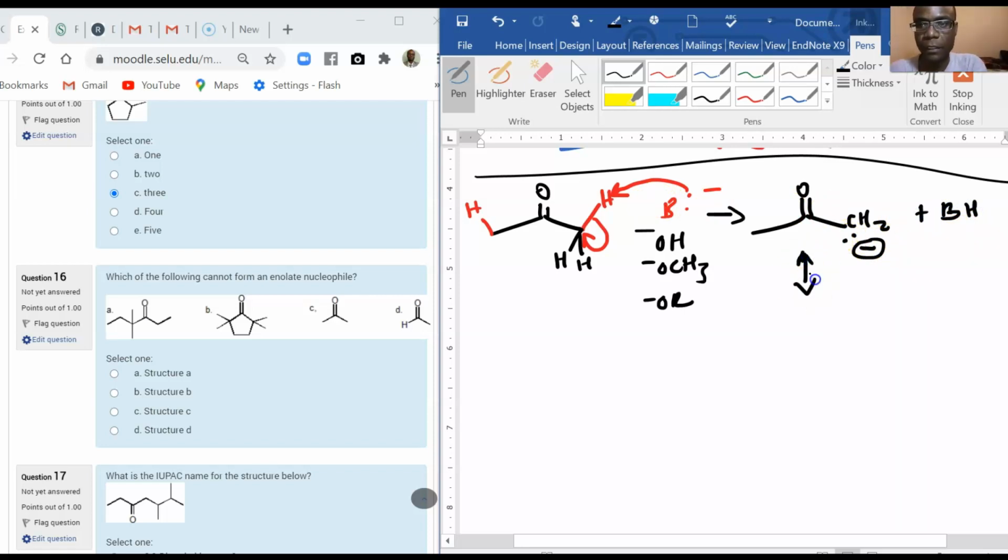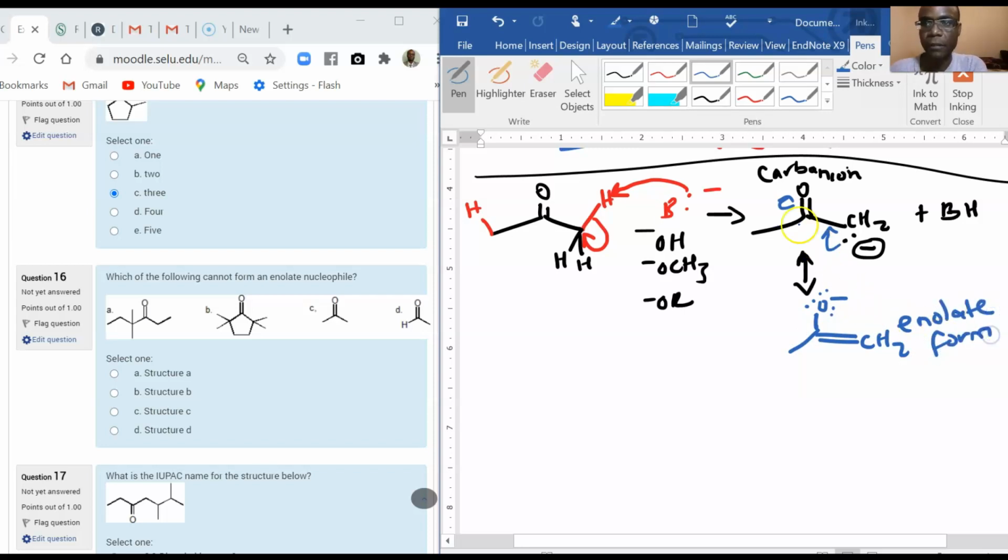So this is called a carbanion because you have a negative charge on a carbon, which can do resonance. Once it does resonance, what do you get? You get an enolate because the double bond will be right there. This is called the enolate. So the enolate form can resonate to the carbanion form. So you must have alpha hydrogens for you to make an enolate. So let's see who cannot form enolates, who doesn't have alpha hydrogens.